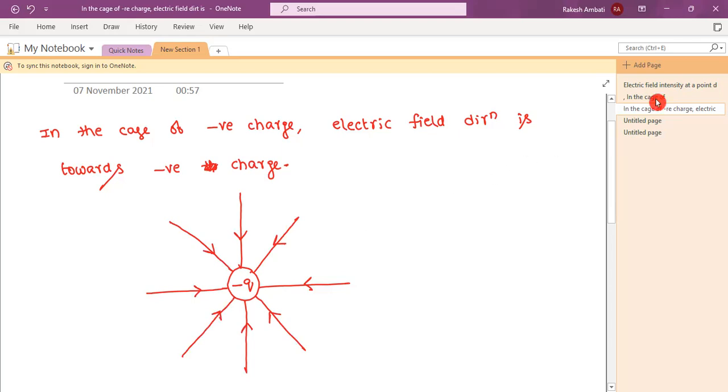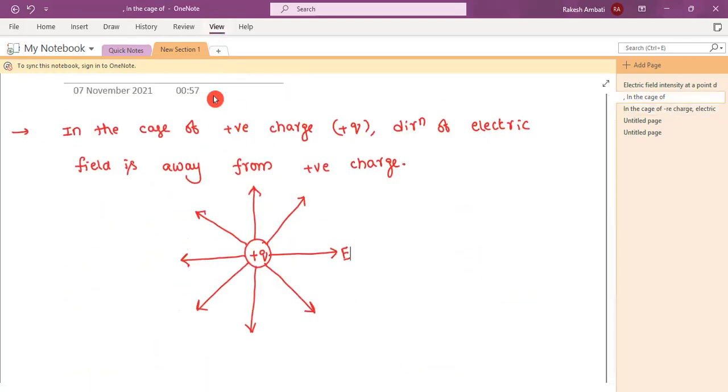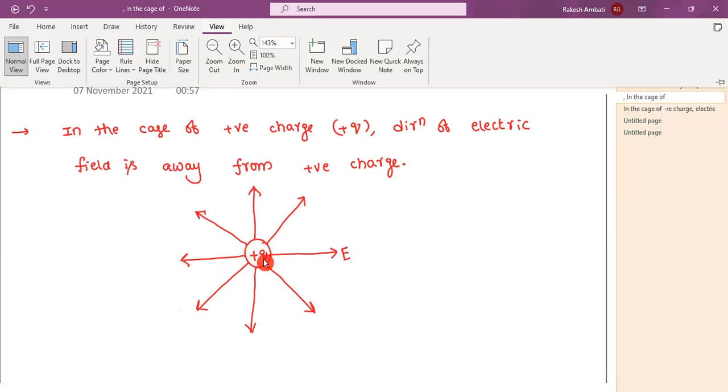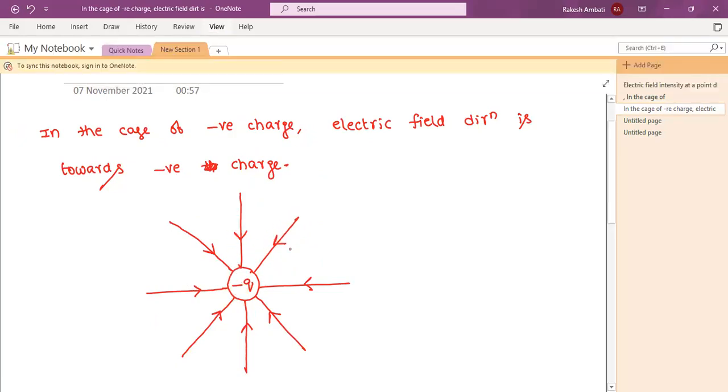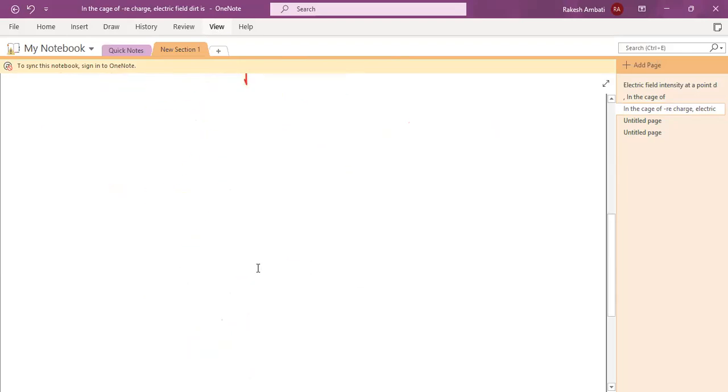In the case of positive charge, the direction of electric field is away from positive charge. In the case of negative charge, the direction of electric field is towards the negative charge. Okay, so next: the E versus distance graph. Before starting the graph, some important points.